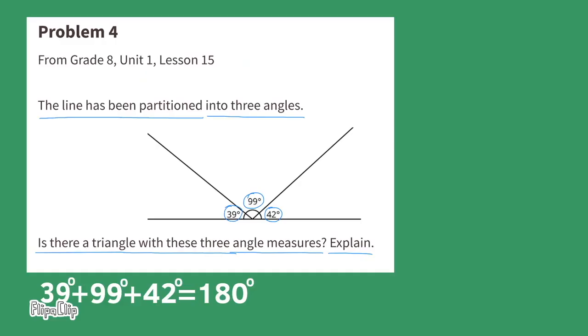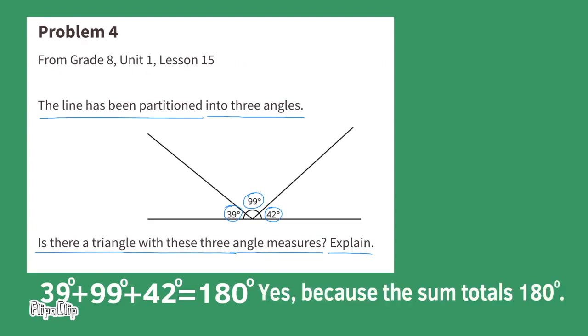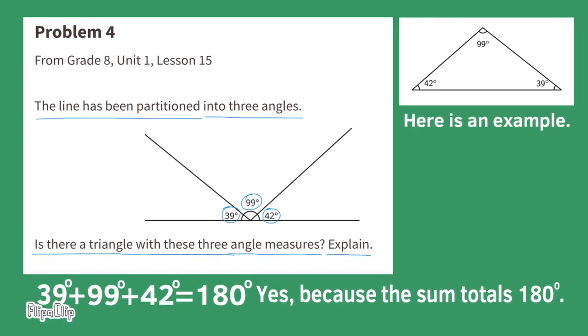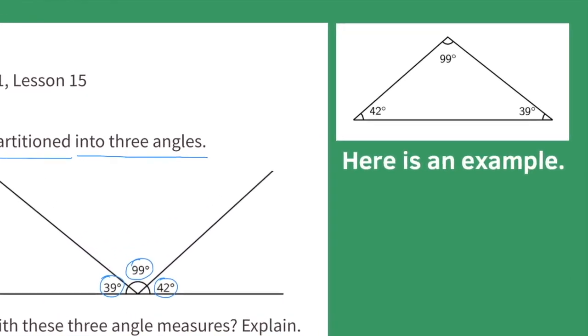39 degrees plus 99 degrees plus 42 degrees equals 180 degrees. So the answer is yes, because the sum totals 180 degrees. And all triangles have three angles with the sum of 180 degrees. Here's an example of that triangle.